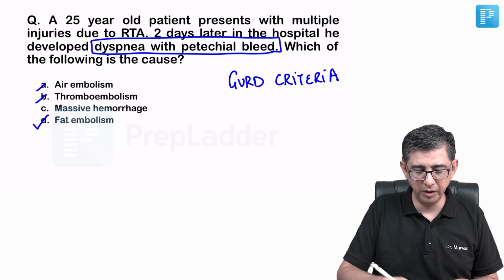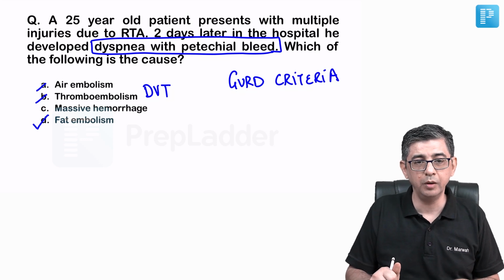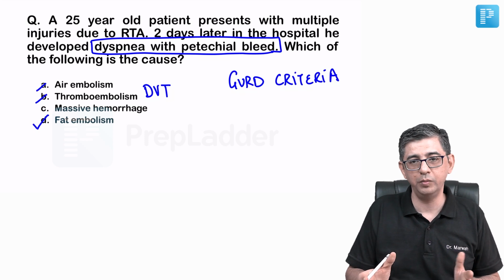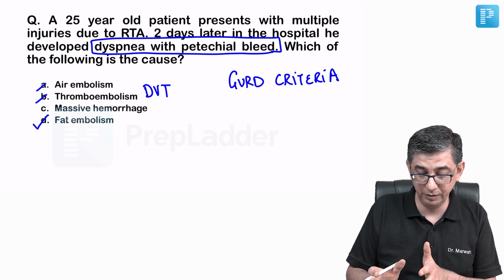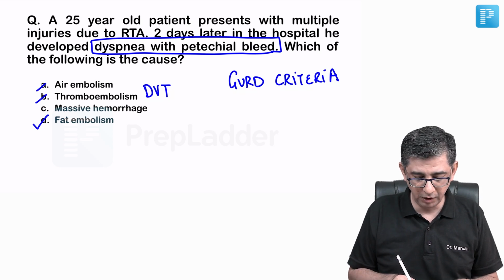Petechial rash is not seen in thromboembolism. There must be some evidence of leg swelling, deep vein thrombosis coming up. And then massive hemorrhage would cause death immediately, not a presentation like the one given after 2 days. The answer is D.